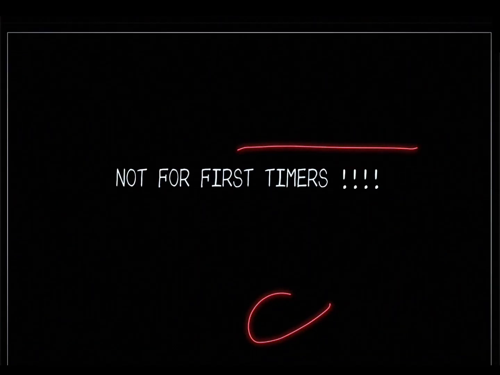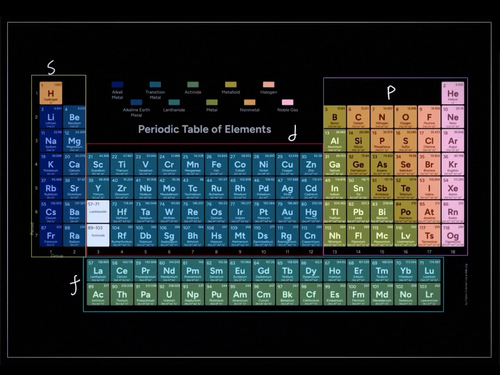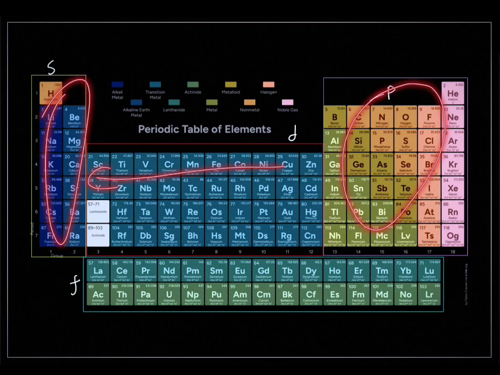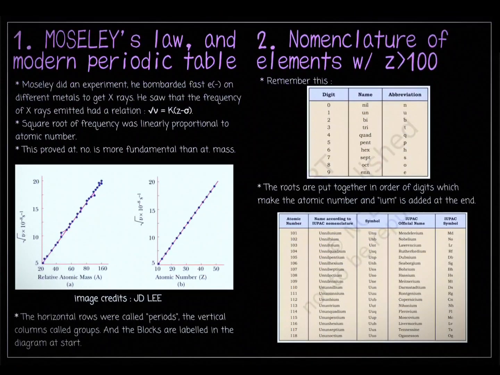So, let's go on. Of course, this is not for first timers. I expect you to know that by now. And oh, I forgot to fill this. Anyhow. So this is the periodic table. This is the S block. This is P block. In between of them, there's transition or D block, and there's inner transition because they're inside the table. So this is F block. So yeah, I hope you know that.